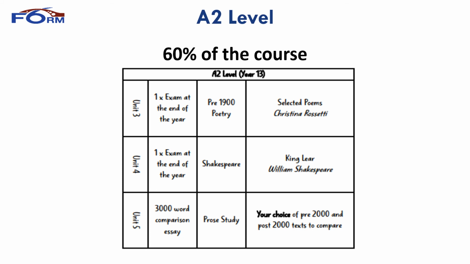Unit 5 is a prose study, which is a non-examination assessment, okay? And that will be your coursework, where you will get to choose 2 texts that you would like to study in greater detail, and you will write a comparative essay about those 2 texts. Each assessment is worth 20% each. They're all equally weighted.